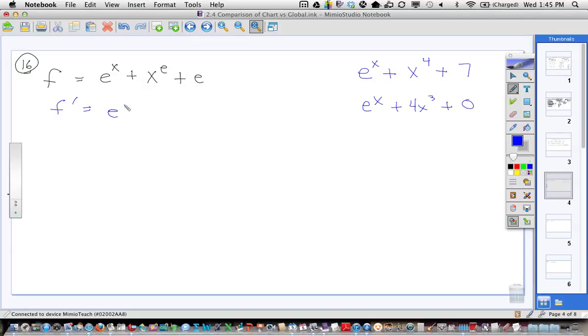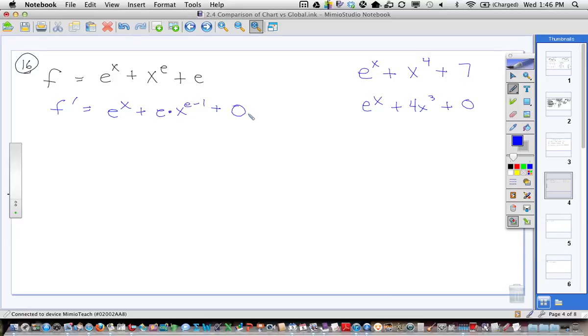This is e to the x. This is x raised to e. Remember, e is just a number. So it's x raised to the e. So what do you do? You bring the e down in front, and you drop the power by 1. And then what's e? E is just a number. What's the derivative of a number? 0. So see, there's a big difference between e and e to the x.